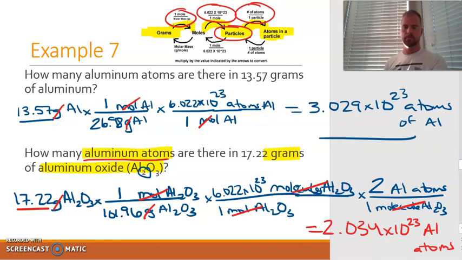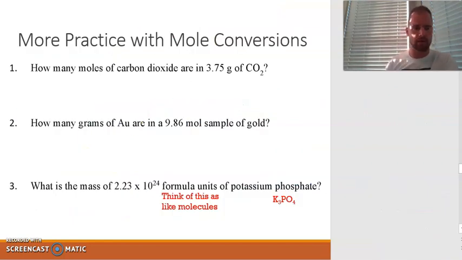All right. So let's look at some more practice. All right, this first question here. And I encourage you, if you think you know how to do these problems or want to try some on your own, pause the video and then you can hit play to look through the answers. Okay, how many moles of carbon dioxide are there in 3.75 grams of carbon dioxide?